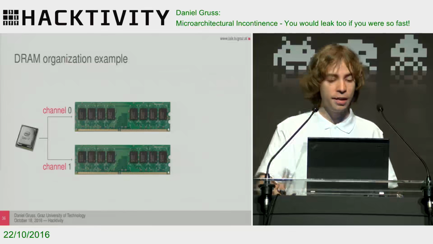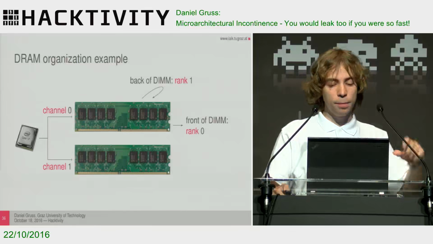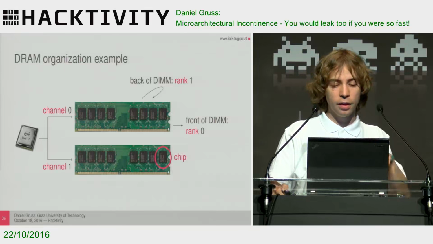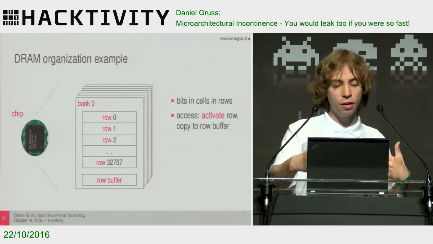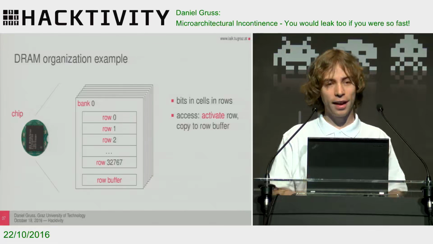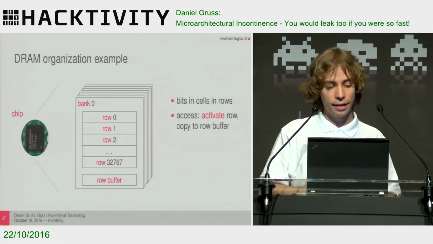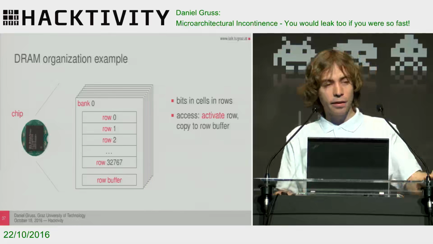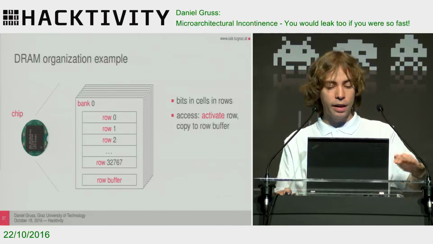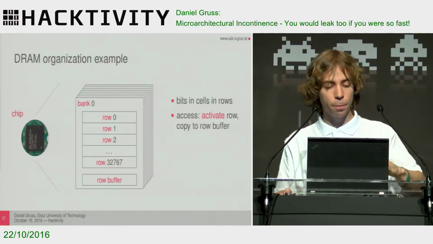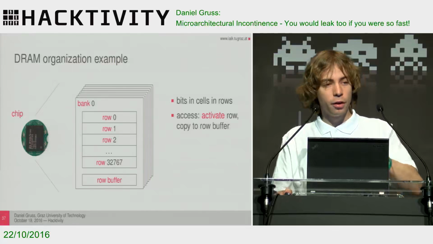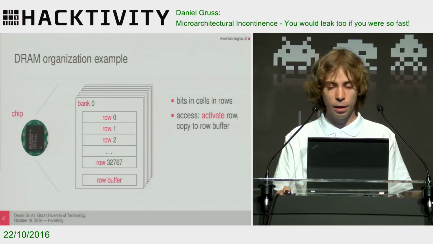So here we have a 2-channel system, and these DIMMs typically have 2 ranks, and then we have the chips on these DIMMs, and the chips are further divided into banks, and these banks are further divided into rows, and these rows contain the actual bits that we store in the DRAM. Now, to access a row, we need to copy it to the row buffer. So if we want to read something from a row, we activate the row, we copy it to the row buffer, and then we can transmit the row buffer to the memory controller in the CPU.